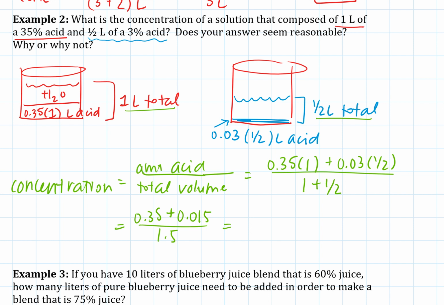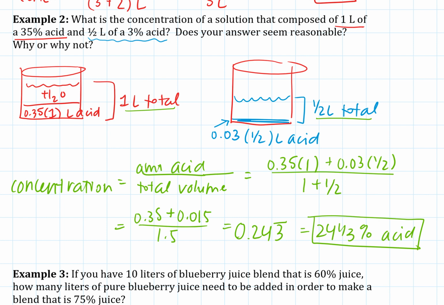This gives you 0.243, and the 3 is repeating. So this is 24.33% acid. Let's just check to see if that makes sense. You're dealing with 35% in a much smaller concentration. There's more of the 35%, so we're going to end up somewhere between these two numbers, but closer to the 35%. Oh yeah, that makes sense.